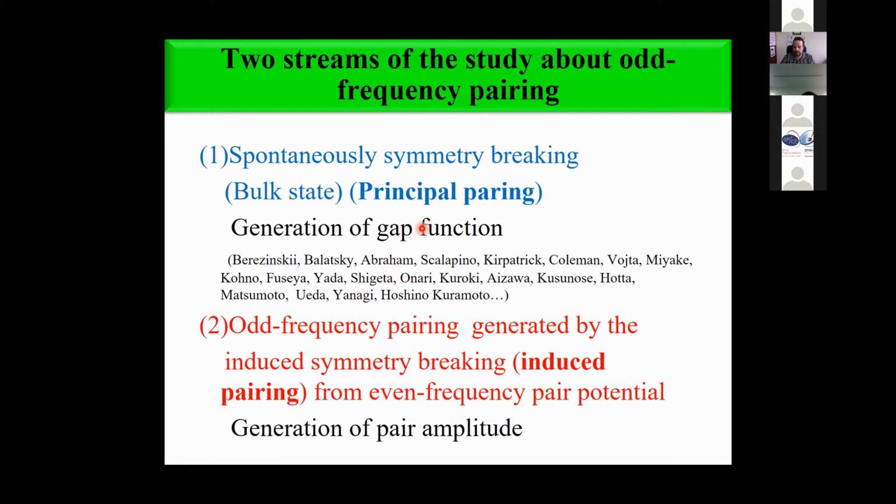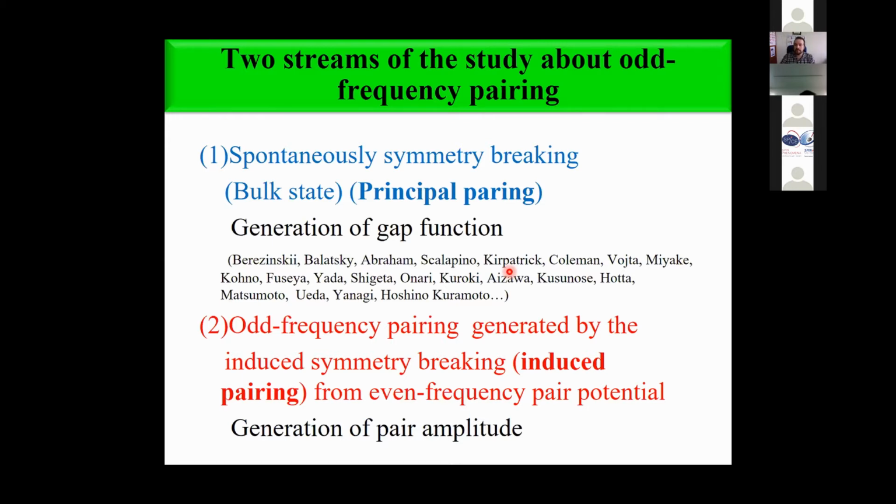But I'd like to mention the history of study of odd-frequency pairing. One stream of the study is how to seek, how to generalize, how to realize the so-called bulk state of odd-frequency superconductor. It's a really difficult problem. It's relevant to the difficult many-body problem and continues to be an active area. Whether a really uniform odd-frequency superconductor is possible or not has not been clarified yet.